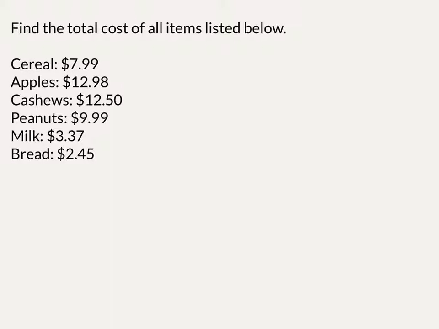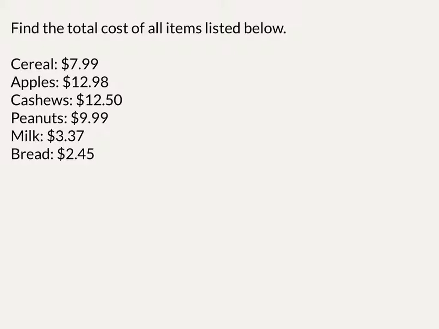Find the total cost of all items listed below. Cereal, $7.99. Apples, $12.98. Cashews, $12.50. Peanuts, $9.99. Milk, $3.37, and bread, $2.45. We'll find the total cost by adding up all these values.